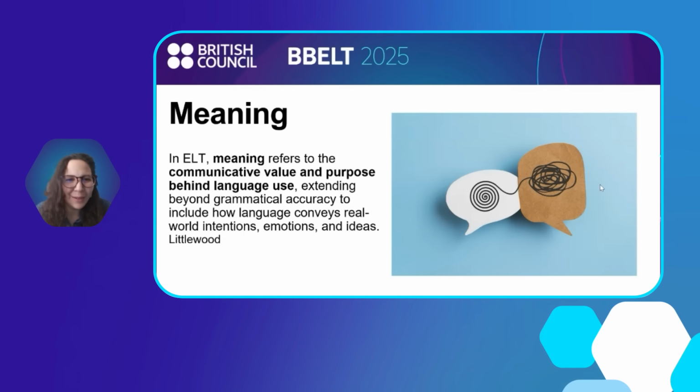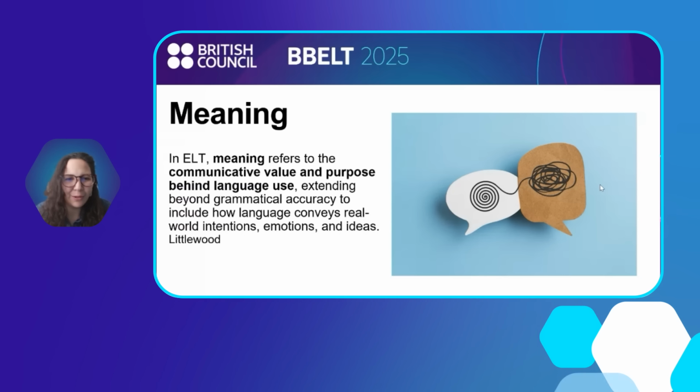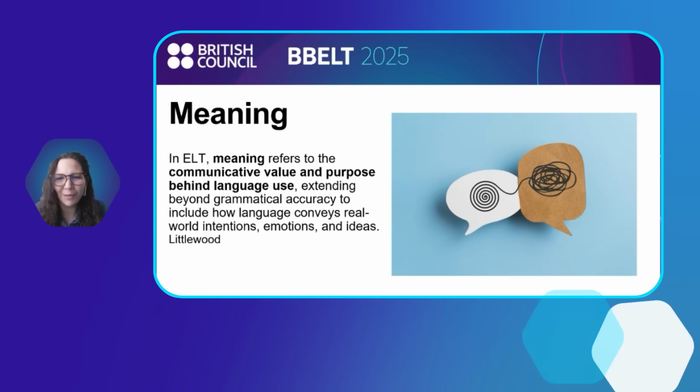In ELT, meaning refers to the communicative value and purpose behind language use, extending beyond grammatical accuracy to include how language conveys real-world intentions, emotions, and ideas. So we can think about meaning as the bridge between thought and language. What lies between those two elements is what we really mean to say. And that's why we have this image here, because sometimes we lose meaning along the way.